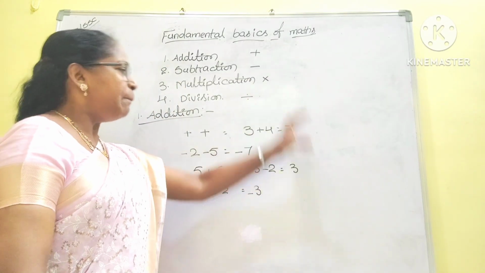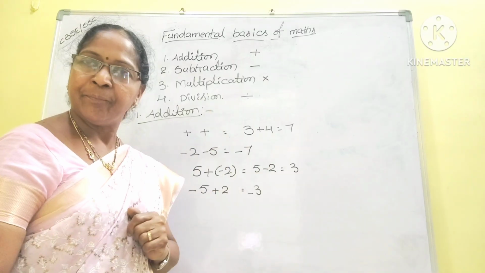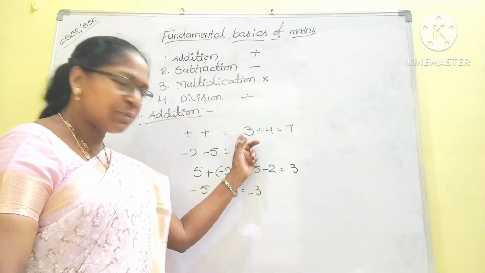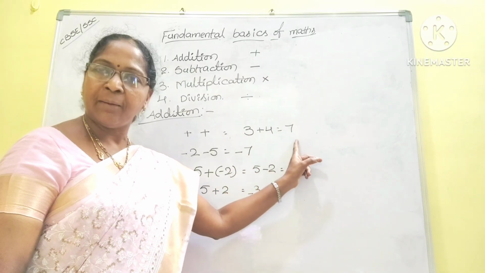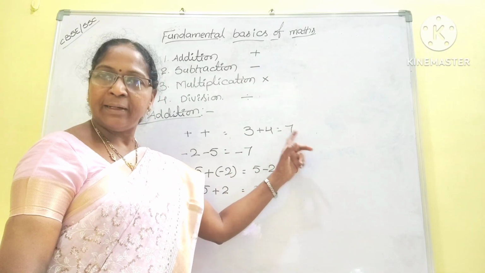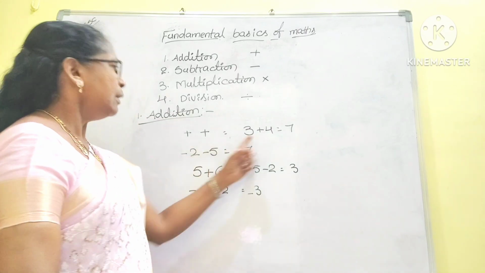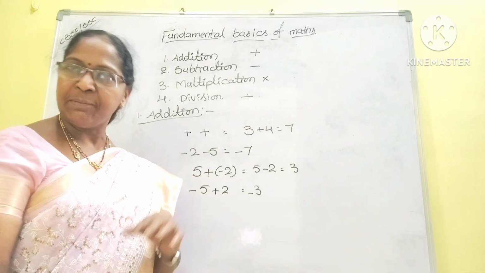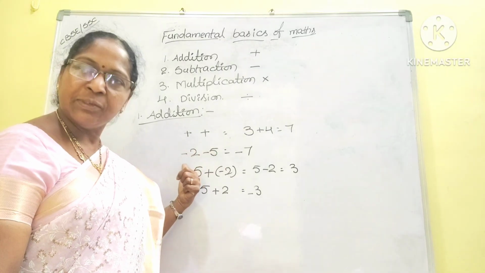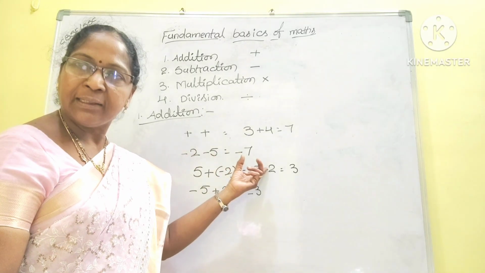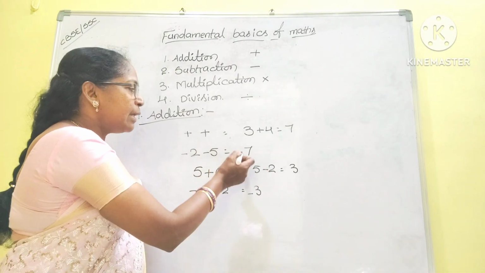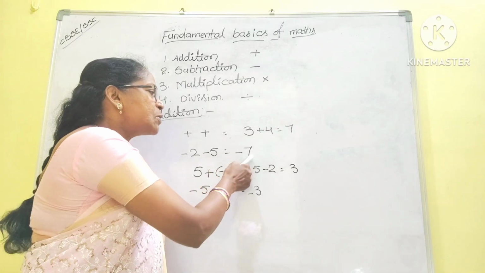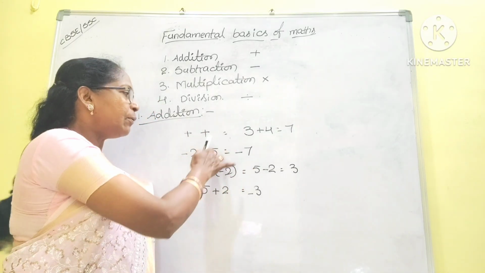So what is the basic in this? In addition, if both the numbers have the same symbol, then you should add the numbers and write the same symbol before the number. 3 plus 4 is 7, a positive number. Here these two also have the same symbol, but both have a negative symbol. So here also you should add the numbers, but the symbol is negative. Why? Because these two have a negative symbol, so you also should write negative. That you have to remember.